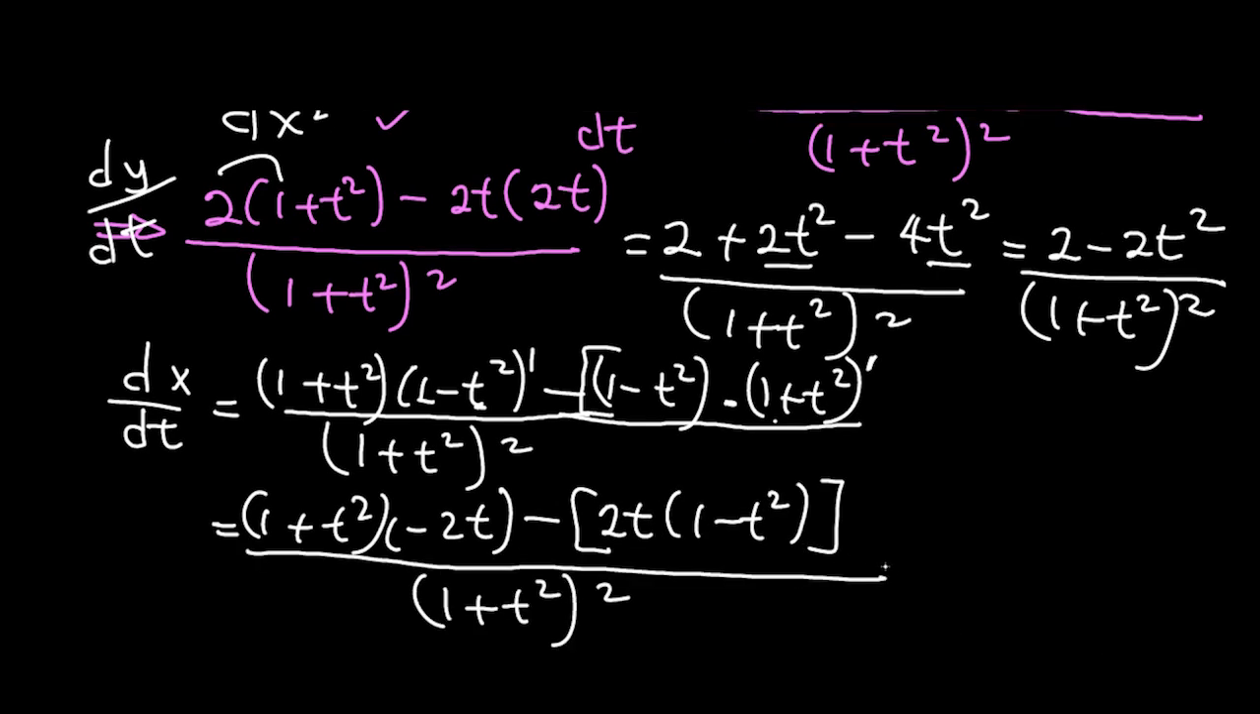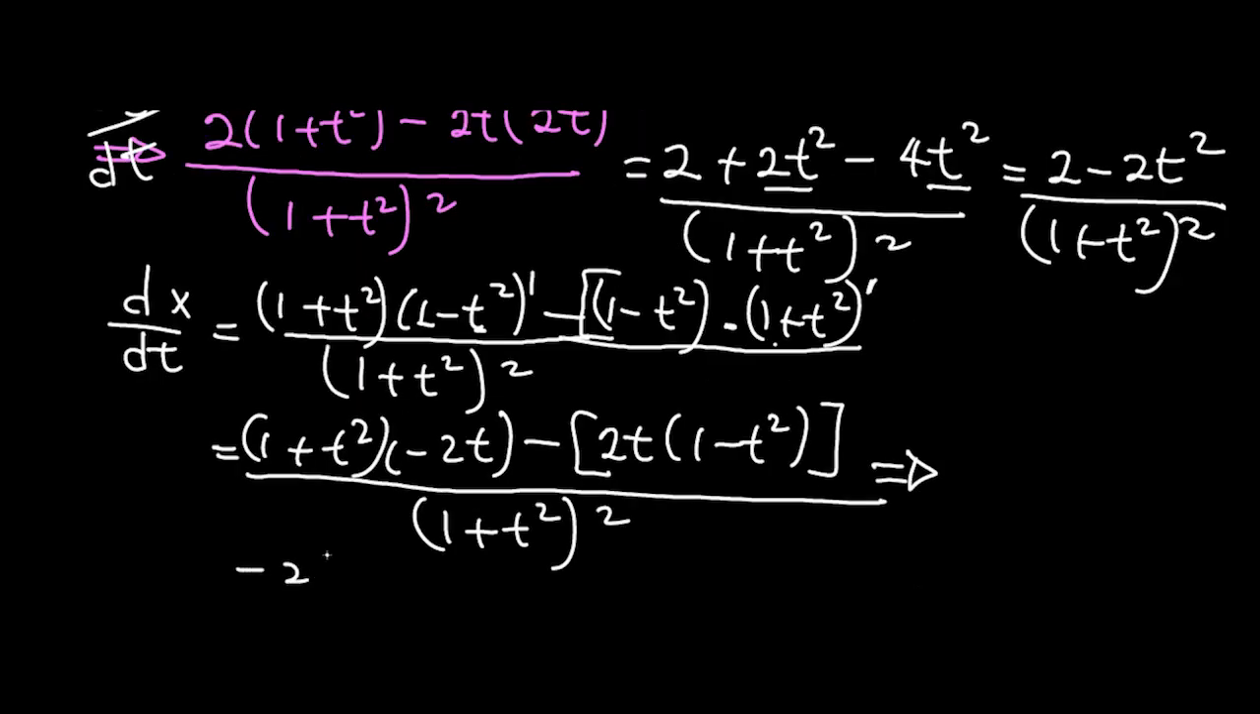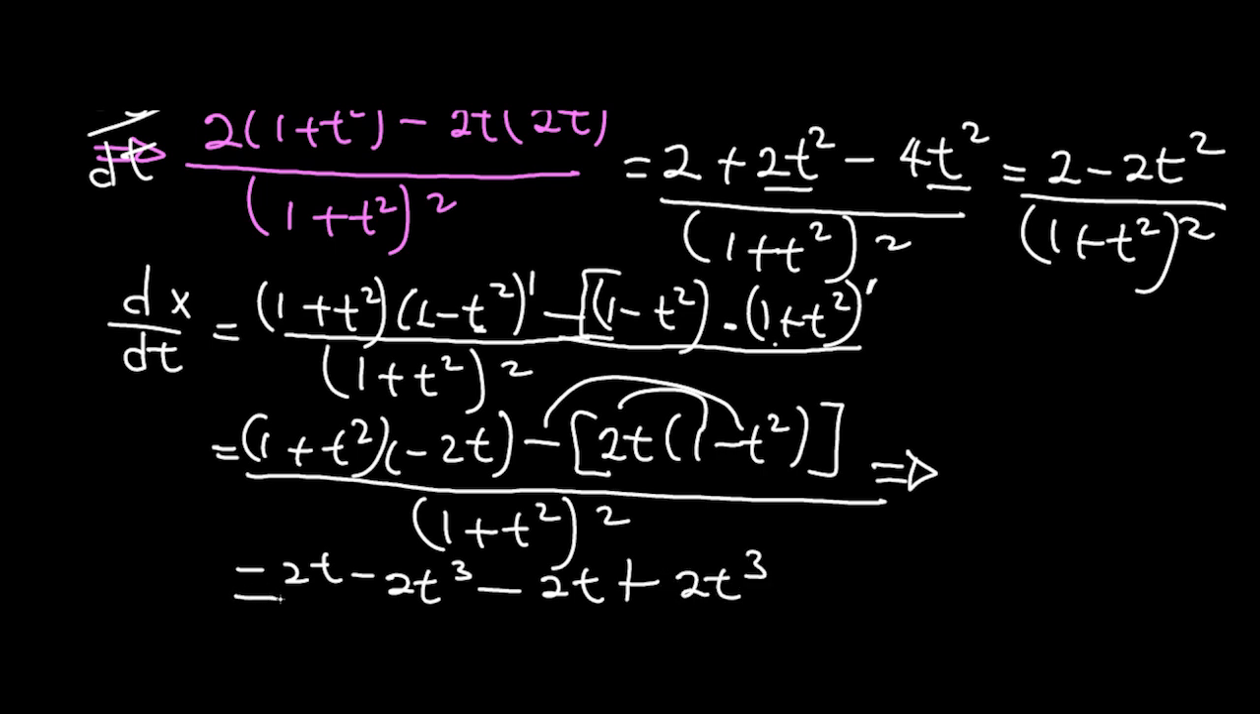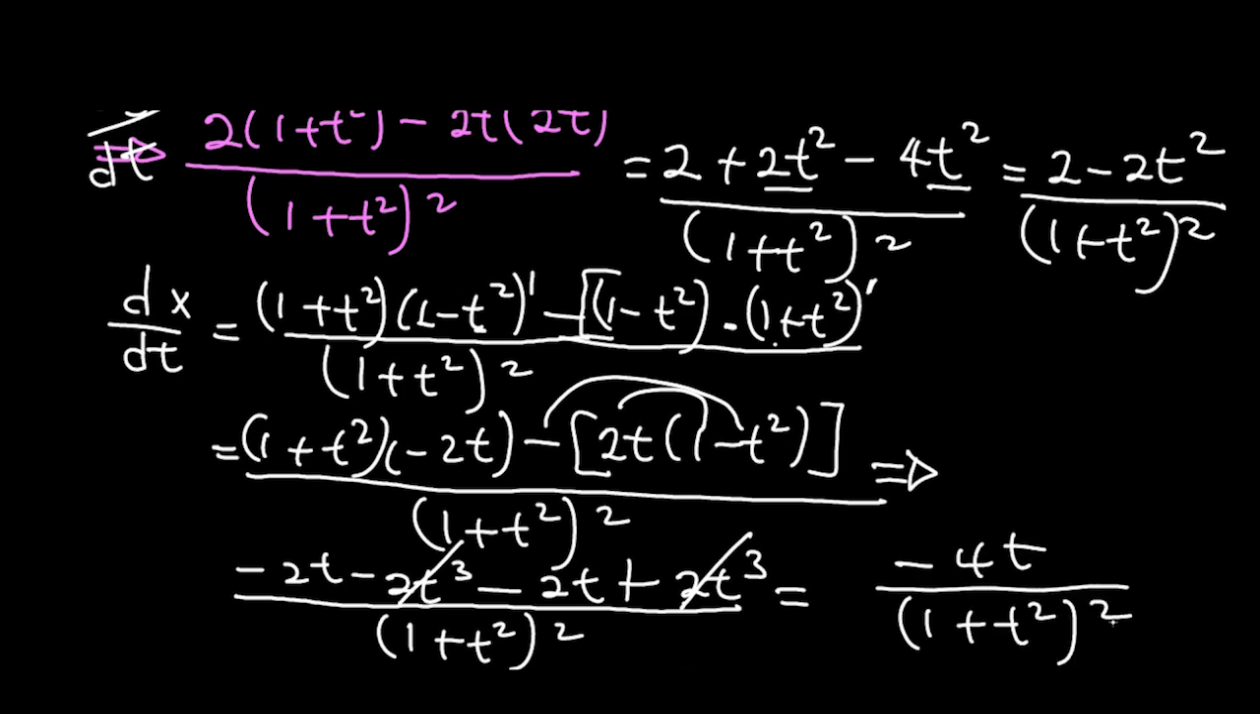Then we can begin the expansion. So we're going to have minus 2t minus 2t cubed. Then minus, we open these brackets: 2t times 1 is 2t, and minus times minus is a plus, 2t times t squared is 2t cubed, over the denominator. So this one and this one cancel. So we have minus 2t minus 2t, so we have minus 4t over the denominator. So that's dx/dt.